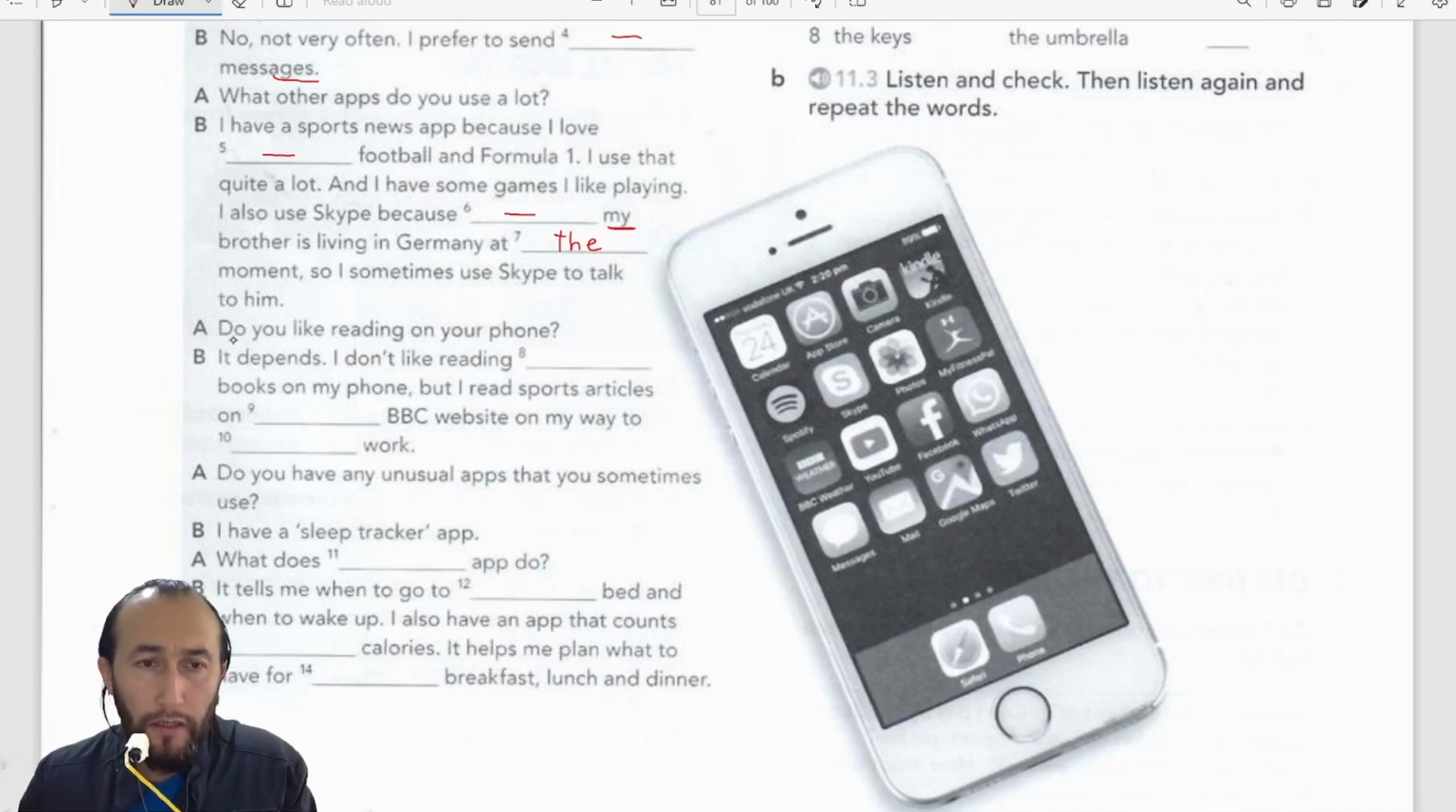More questions coming here. Do you like reading on your phone? Do you like reading on your phone? Well, it depends. B is saying it depends. I don't like reading on my phone.